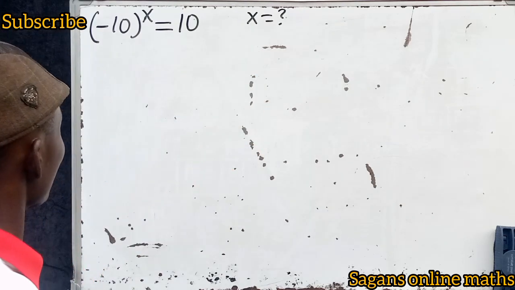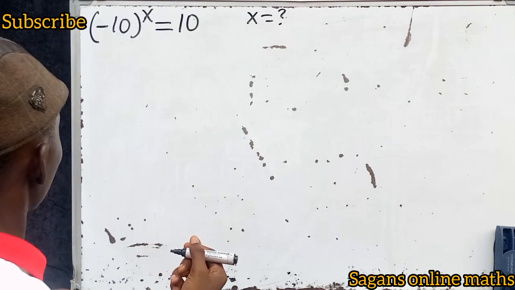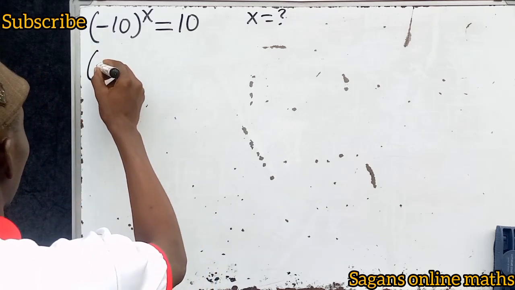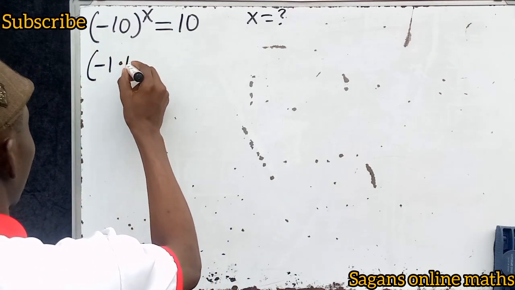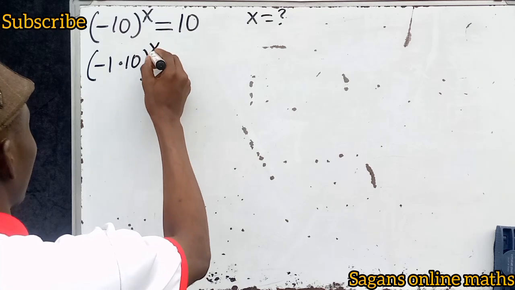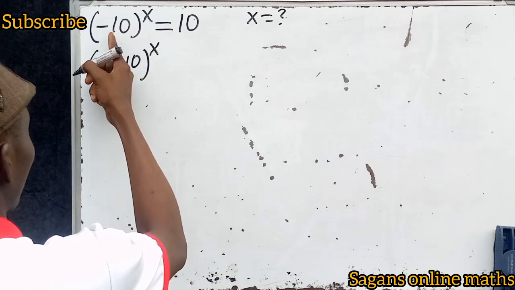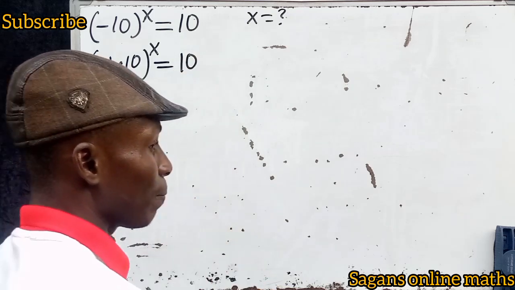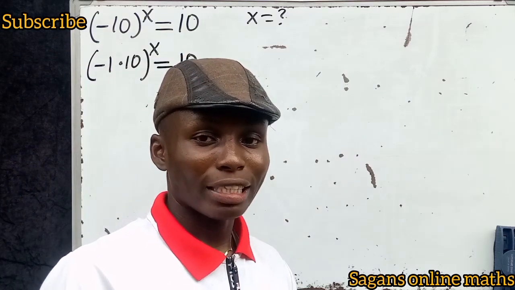Now these questions are simple, right? Do you know that we are not wrong if we decide to write -10 as (-1 × 10)^x, because -1 multiplied by 10 is the same as -10, equals 10. Okay? Now, have you heard about Euler's identity?